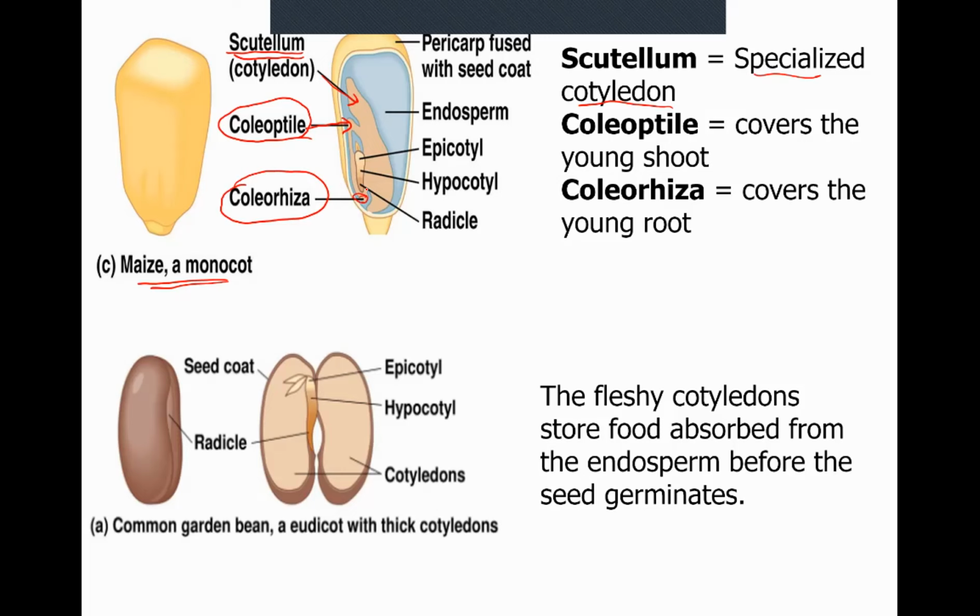Okay, so this name, or term, is meant for monocot. It is meant for monocot. Okay. Dia ada apa nama? We call as specialized structure and name. Okay. So for eudicot, we have macam biasalah kita ada epicotyl, the hypocotyl, radicle, okay, ada cotyledons. Okay, the fleshy cotyledon store food absorbed from the endosperm before the seed can germinate.